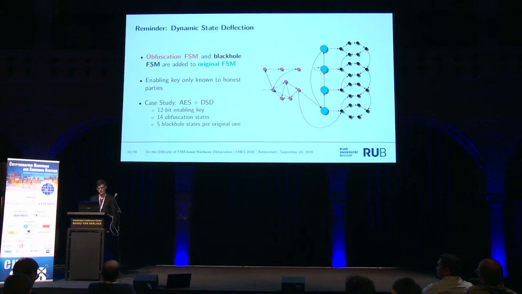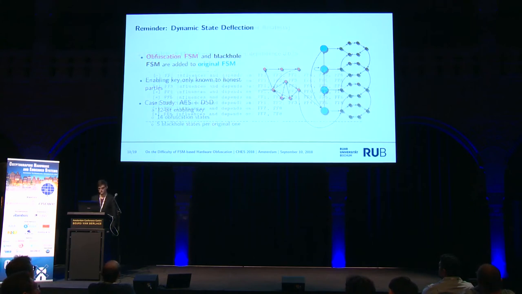In a case study, we implemented an AES circuit and equipped the AES state machine with the dynamic state deflection scheme. We used a 12-bit enabling key, 14 obfuscation states, and 5 black hole states per original one, which basically resembled the evaluation numbers from the previous works. And now let's start with the topological analysis first.